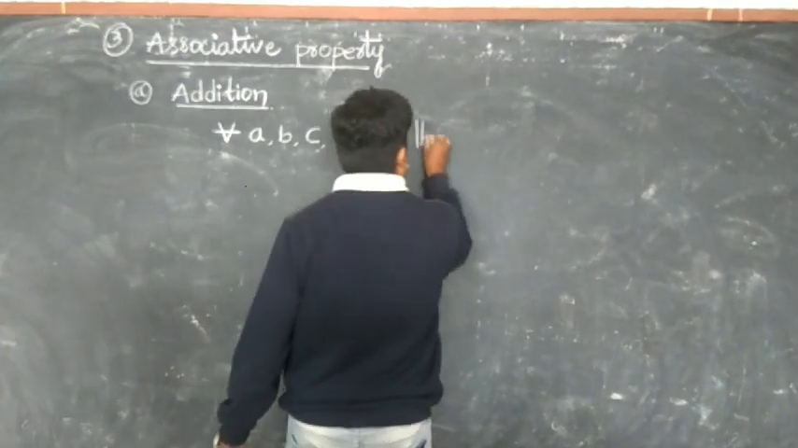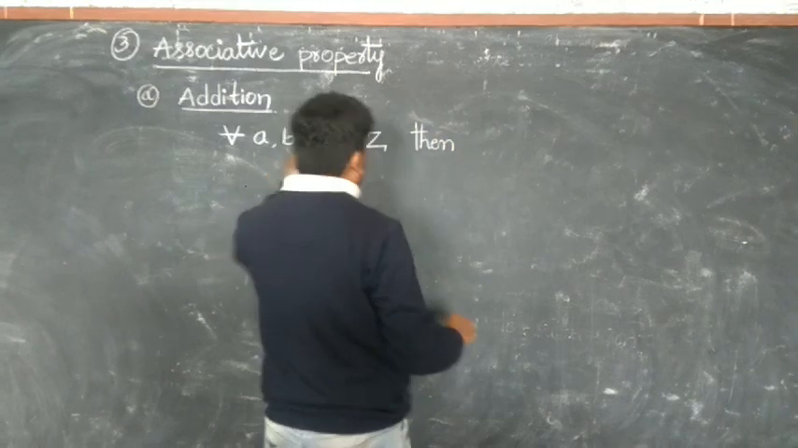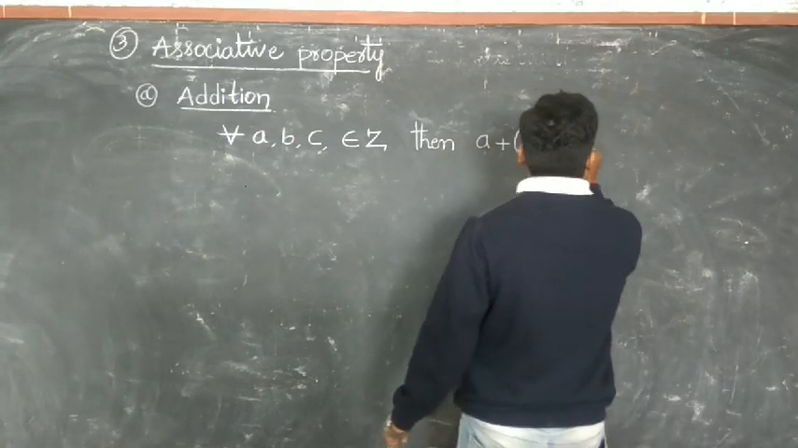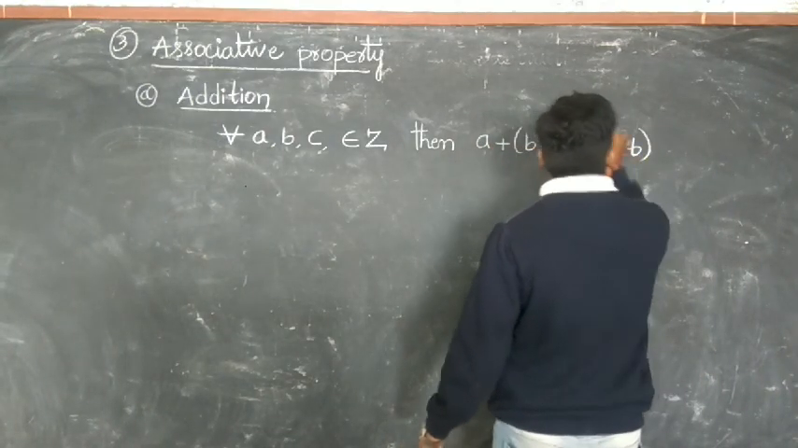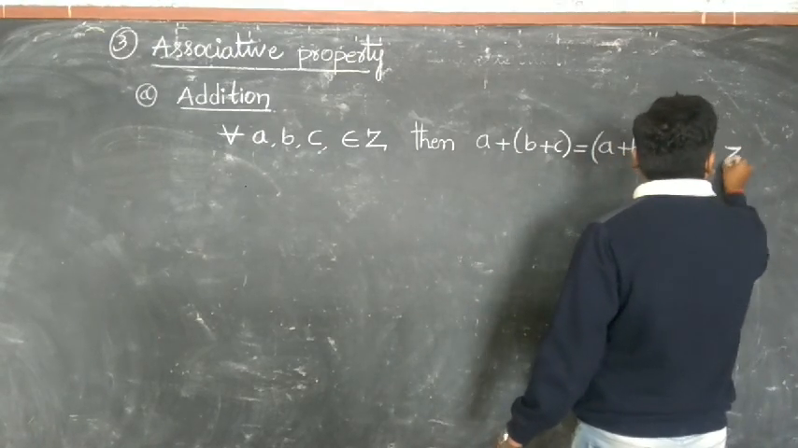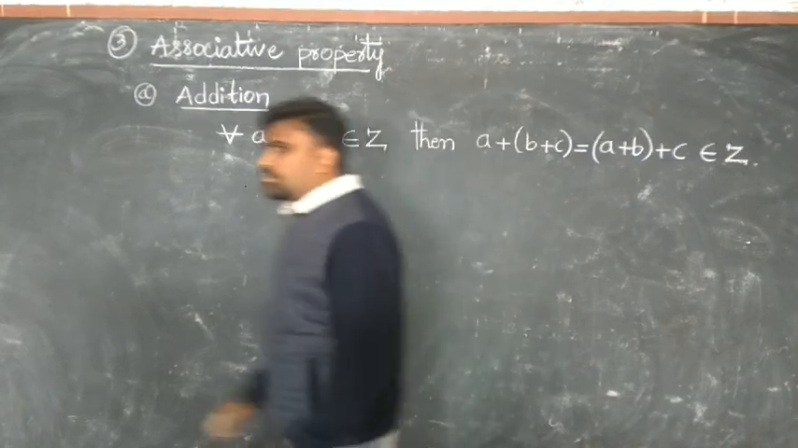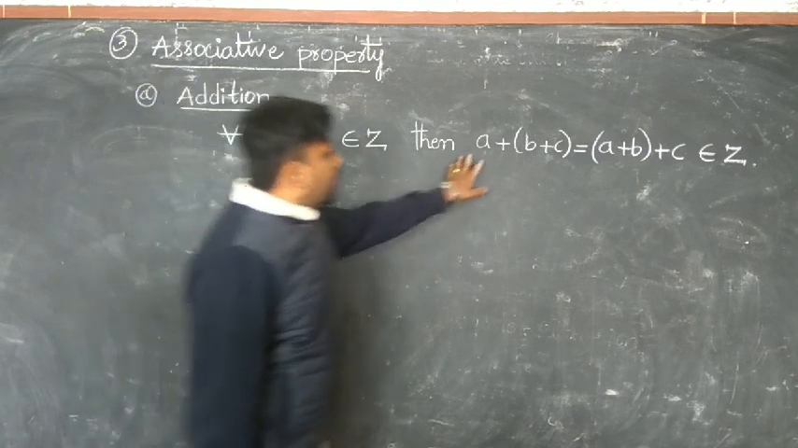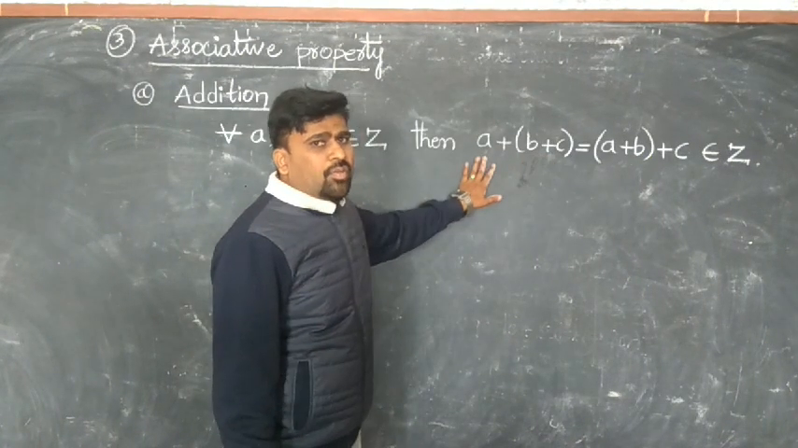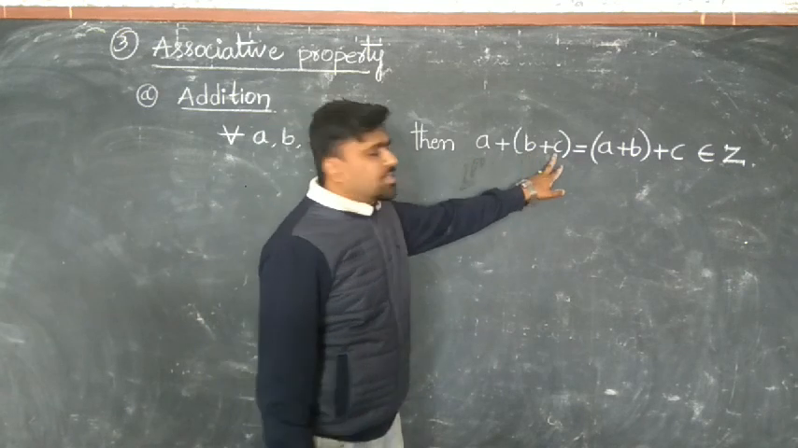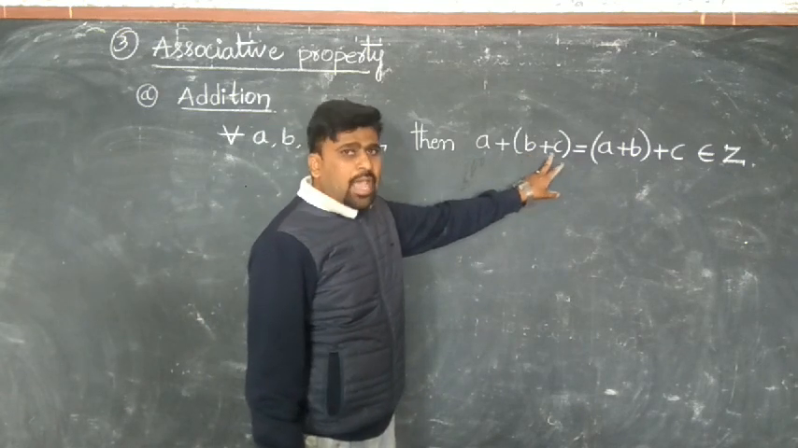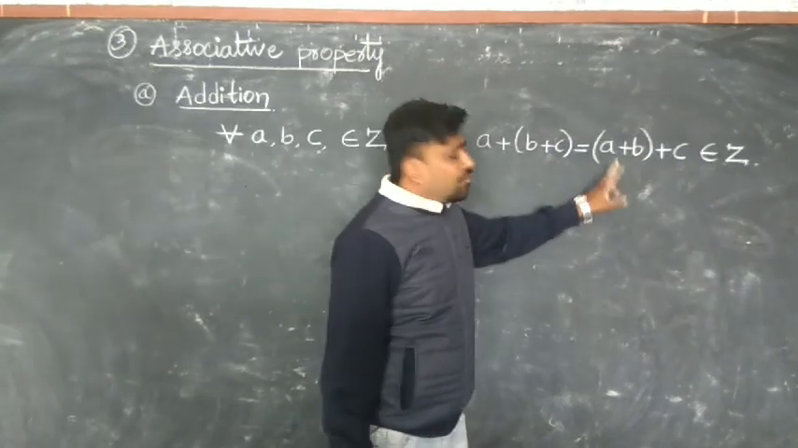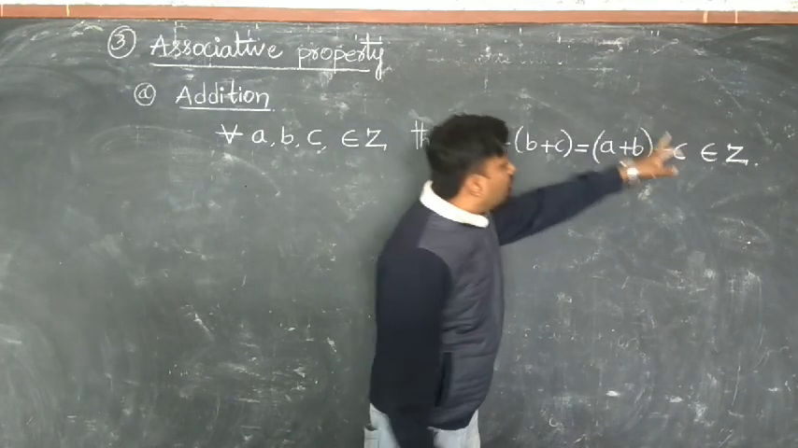Then see here, there are three numbers A, B, C. Then A plus of B plus C is equal to A plus B plus C, that belongs to Z. Correct? What is the rule regarding the associative property? Regarding the three numbers, first we have to add B and C, nothing but two numbers. The answer comes, that answer we have to add with A. That is the LHS part. Regarding the RHS part, first two numbers we have to add, and that answer we have to add with the third number.